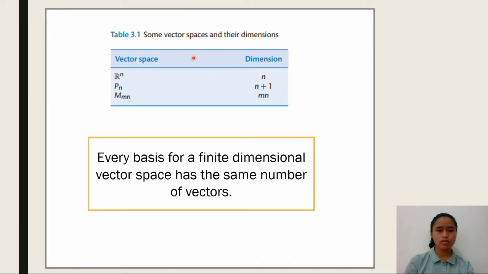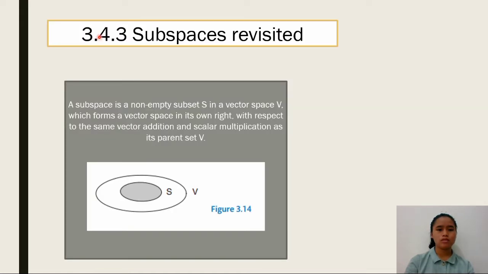Okay, these are some vector spaces and their dimensions. This is what we learned previously. The dimension of Rn is n. The dimension of Pn is n plus 1. The dimension of Mmn is m times n. Every basis for a finite dimensional vector space has the same number of vectors, right?